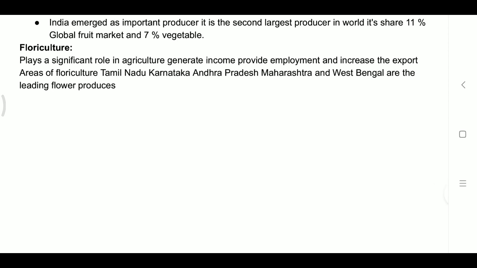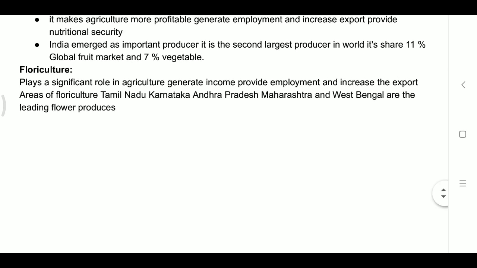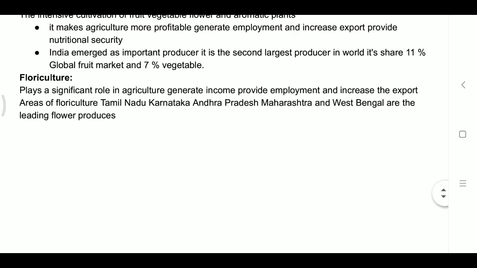Floriculture. What is the meaning of floriculture? Cultivation of flowers is called floriculture. It plays a very important role in agriculture because it generates income, provides employment, and increases exports. Some of the very important states of floriculture are Tamil Nadu, Karnataka, Andhra, Maharashtra, West Bengal, these are the leading producers of flowers in India.